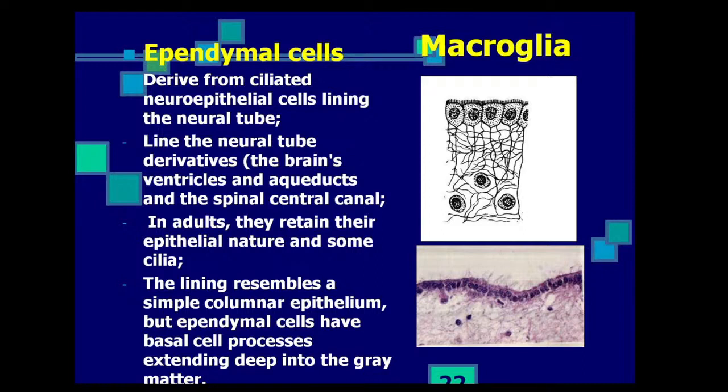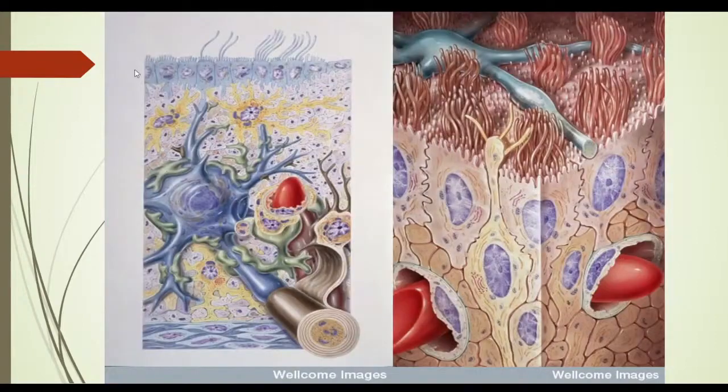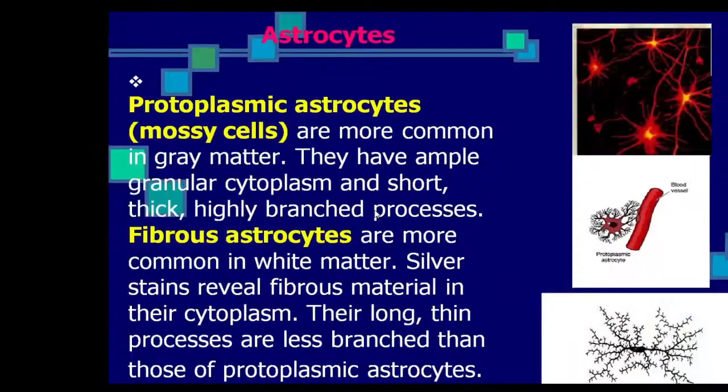The lining resembles a simple columnar epithelium, but ependymal cells have basal processes, which start from the center of the cells and extend deep into the gray matter, which is very well visible here. So the higher magnification shows us glial cells that very much resemble epithelial cells. Next, we have seen the schematic diagram, artistic work, and we continue to astrocytes.